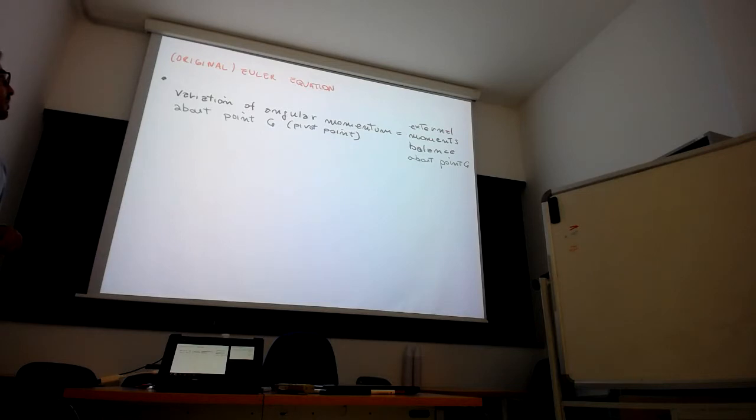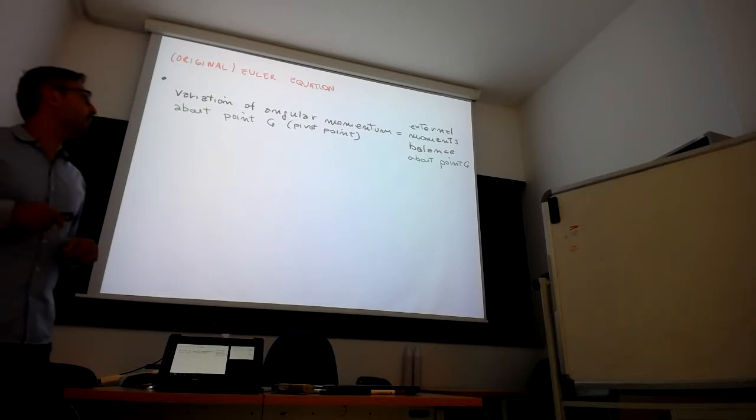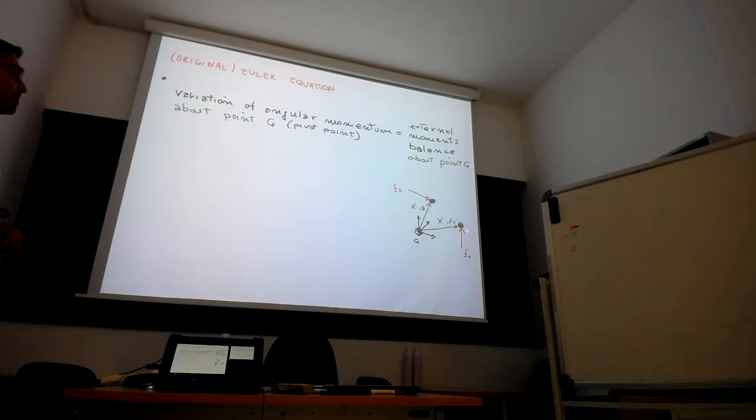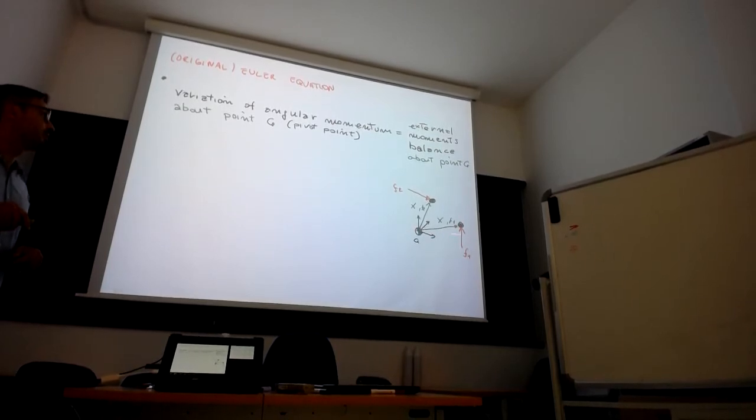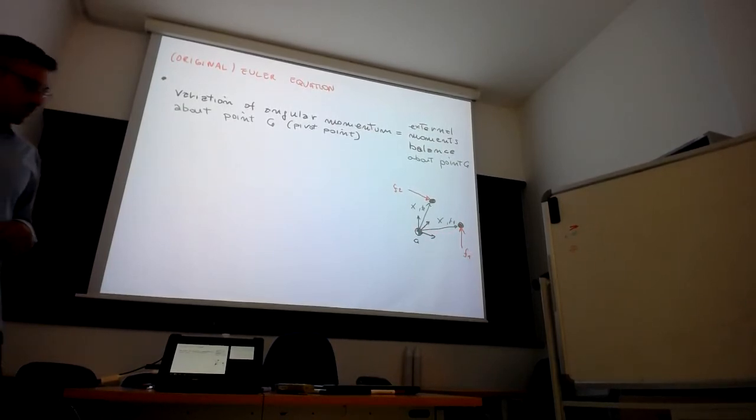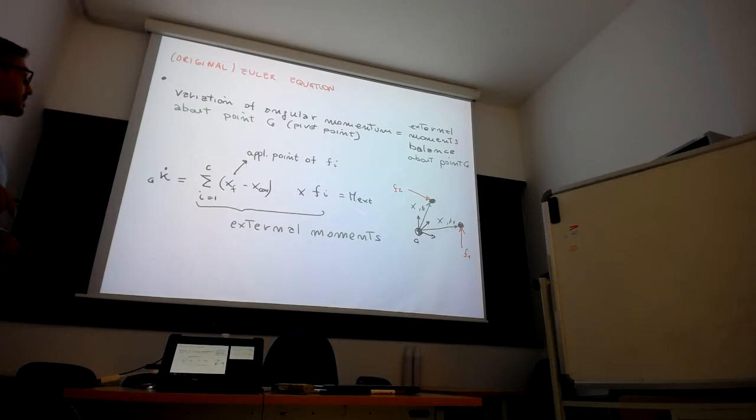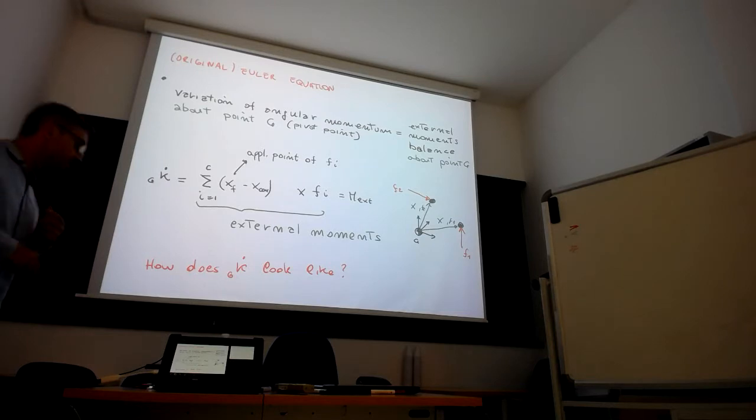The variation of angular momentum about the central mass is equal to the sum of external moments about that point. So if you have some forces, we compute the moment by doing the cross product with the point of application, and we can find the external moment due to the action of these forces, which is equal to k_G dot. In this case, you see you need the lever arm between the point of application of the force and the central mass, x_f minus x_com, cross f, and you get the external moments. But how does this term k_G dot look like?